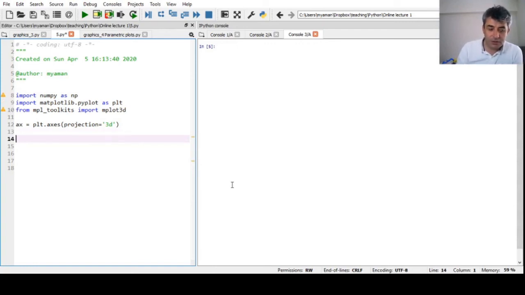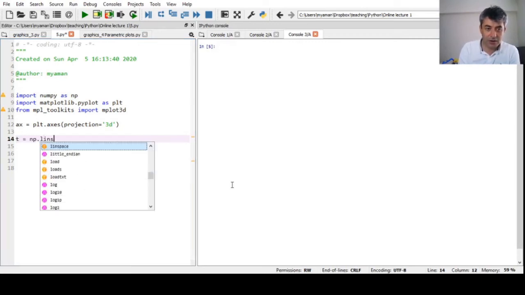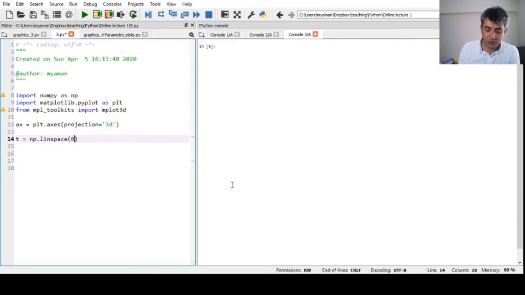So a 3D graph has x, y, and z values. I want to do that using parametric descriptions. So let's first do a time array. Let's say our time array is linspace from 0 to 10, and then we have, say, 20 points. So time starts from 0 and goes up to 10.